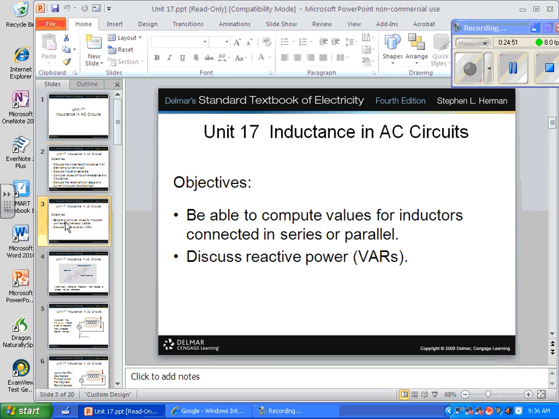We want to be able to compute values for inductors connected in series or parallel. Now that's an important idea. What's an inductor? An inductor is just a winding. We take a piece of wire and we wrap it around our finger, right? Now, what did Tesla call the AC motors that he invented? He called them rotating transformers. Why did he call them that? What's a transformer? You take two windings, the input winding and the output winding, around the same iron bar to create better inductive coupling, right?